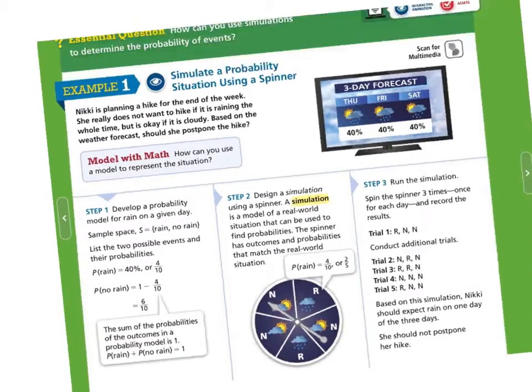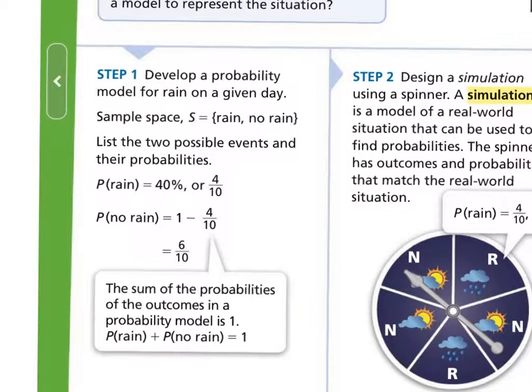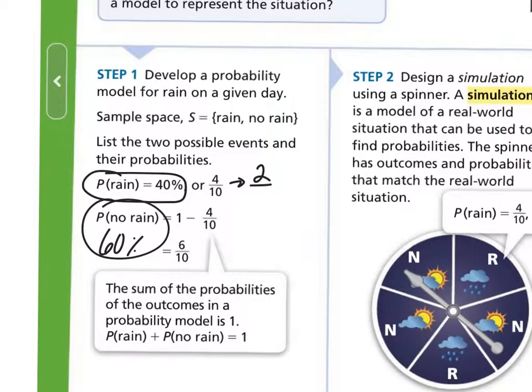If we look at this, one thing we can do is develop a probability model. It's either going to rain or not rain. If it's a 40% chance of it raining, that basically means it's a 60% chance of it not raining. These are called complementary events. They add up to 100%. Or we could look at them as fractions. 40% is 40 over 100, which is 4/10, which is 2/5. 60 over 100 is 6/10, which is 3/5.